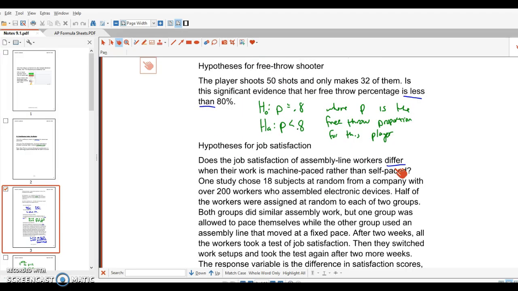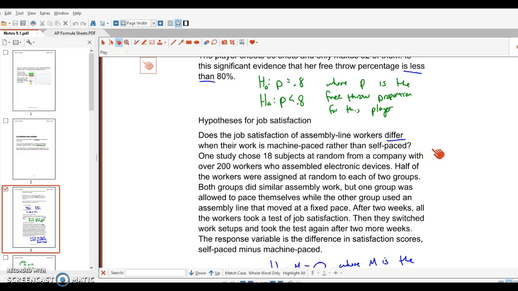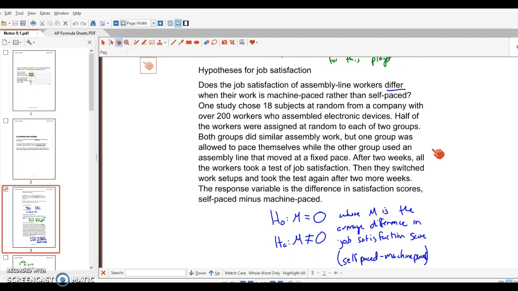Okay, so for the free throw shooter, here is how the hypotheses would be written. The null is that the proportion really is 80%, or based on the data that I collected, it looks like the proportion might be less than 80%. And then I need to define what that parameter is, where p is the free throw proportion of this particular basketball player.